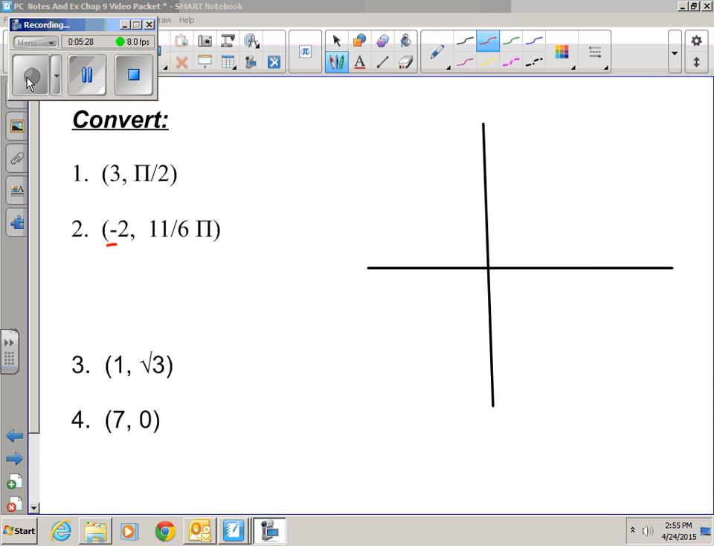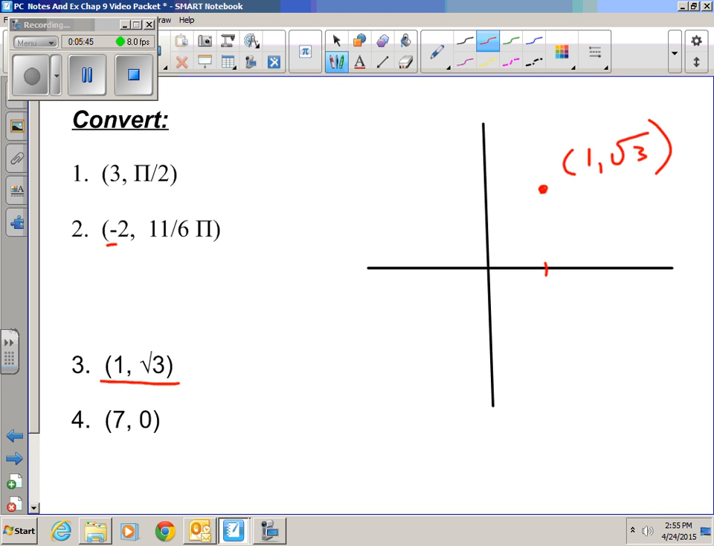If I want to think about going the other way now, from xy coordinates to polar coordinates, first thing I want to do is probably plot this point. I've got 1 comma root 3, which is right about there.